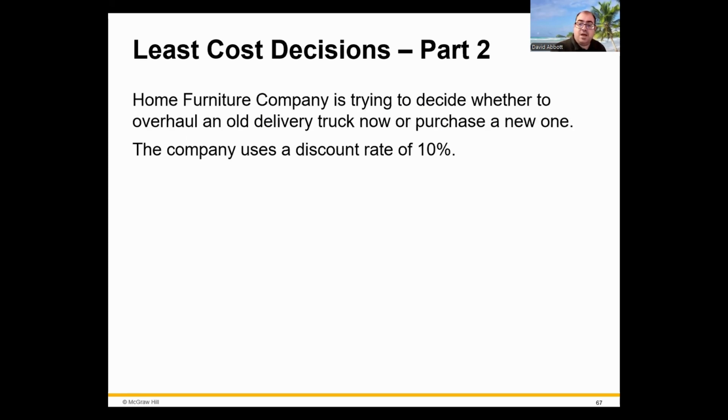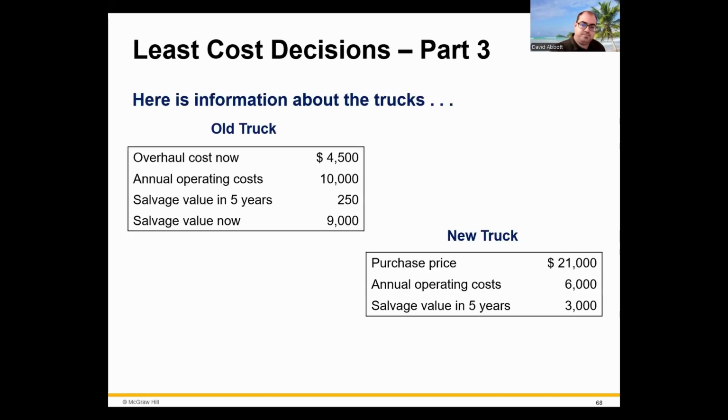So we'll look at an example. Home Furniture Company, we will analyze this decision using the total cost approach. They're deciding whether to overhaul an old delivery truck or to just purchase a new one. The company uses a discount rate of 10%. The information pertaining to the old and new truck is as shown.